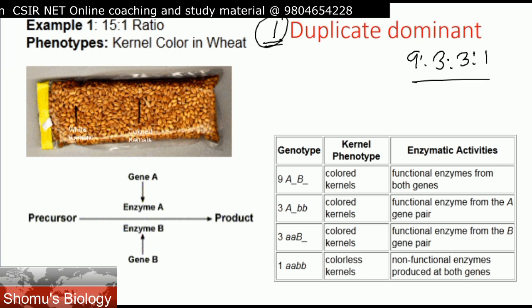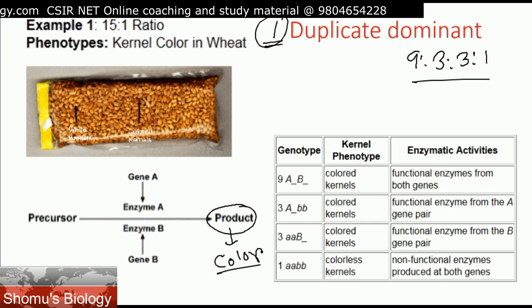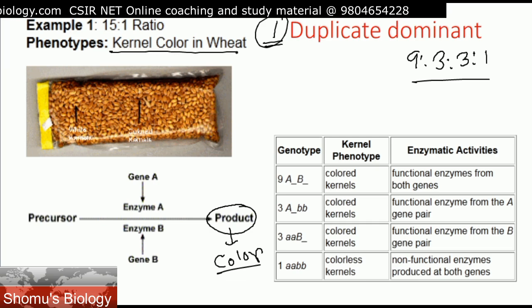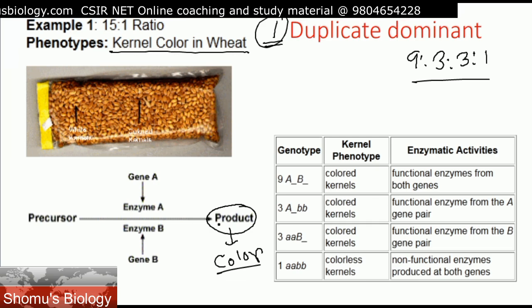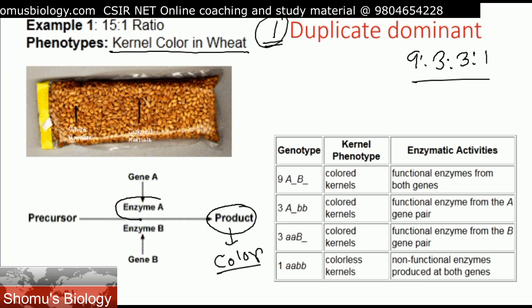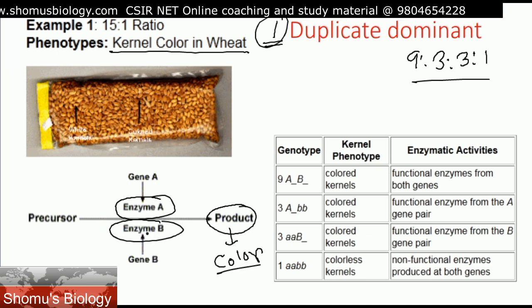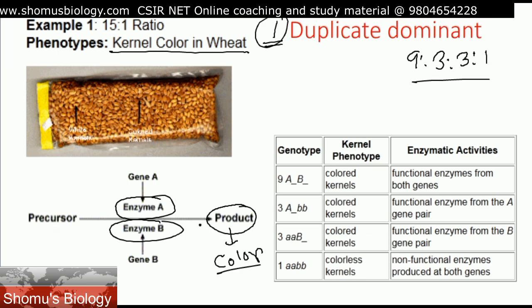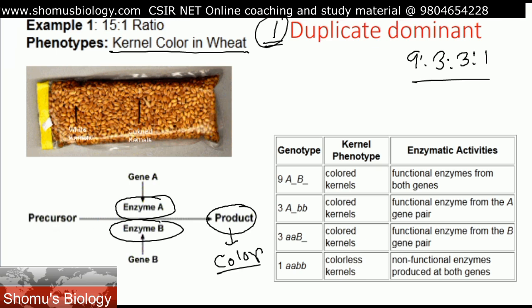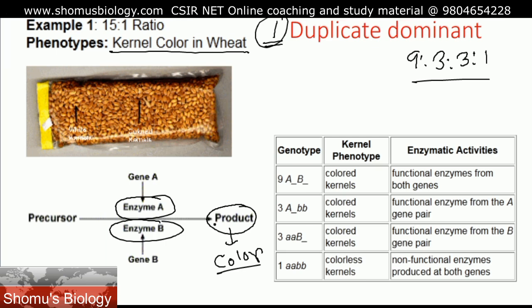Try to understand the scenario. We are talking about the production of a product, which means color. Once the product is formed, color will be added. We are talking about the kernel color of wheat. Production of the product from the precursor requires the synthesis of either enzyme A or enzyme B. So if enzyme A is present or enzyme B is present, it will convert the precursor into the product and kernel color will be added. Either of these gene products will convert the precursor into the product.